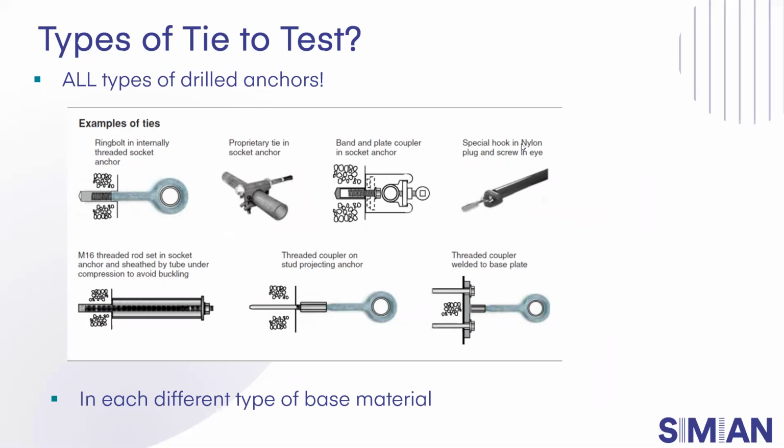Also, all those types of ties need to be tested in each different type of base material. So if the building you're erecting a scaffold on has 3 different types of base material, so if it has stonework, blockwork and brickwork, these ties need testing in each one of those base materials just to make sure that they can all sustain the safe working load of the tie.